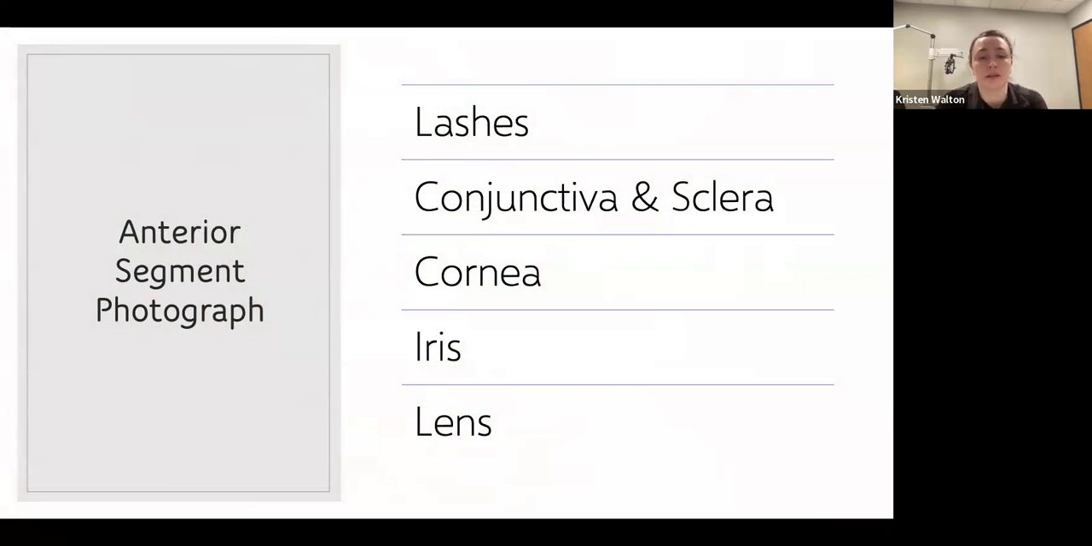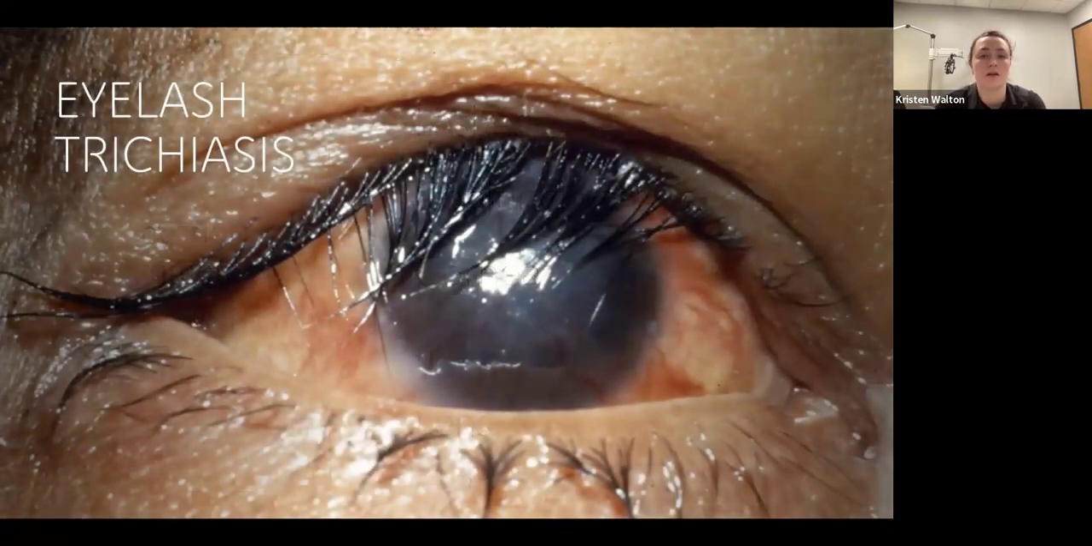Moving into the anterior segment photography, we're looking at lashes, conjunctiva and sclera, cornea, iris, and lens. So here we have eyelash trichiasis. Obviously, this is a pretty severe case. Sometimes you can get trichiasis of just one or two lashes that cause a little bit of subtle irritation. But obviously, this patient has a lot more going on as far as overall health or underlying conditions.